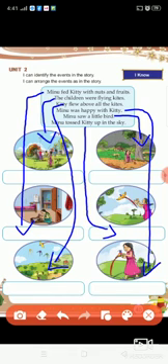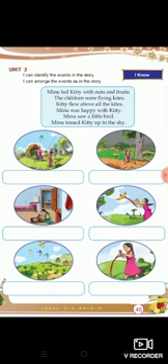So, my dear children, you have to write the events near the appropriate picture in your textbook. Next one, you can take page number 44 in your English textbook. Here you can see activity 5. You can see 2 columns here. I'll read the activity for you.